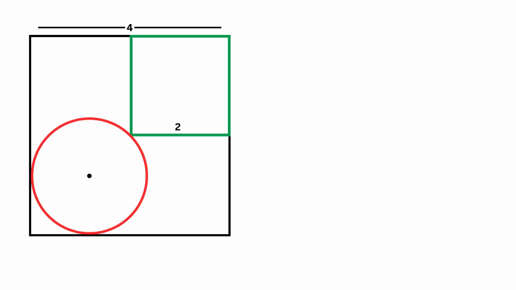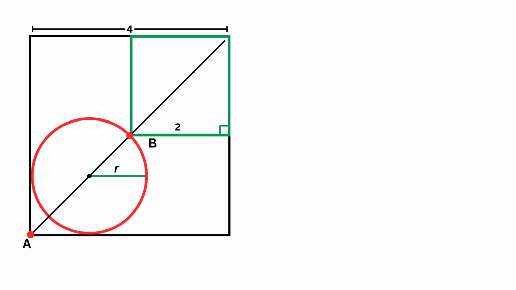We have a square whose one side is 4 meters. Inside the square there is another square whose one side is 2 meters. Also inside the big square there is a circle. Our job is to find the radius of the circle. Now, to find the radius, we will first draw a diagonal of the large square.